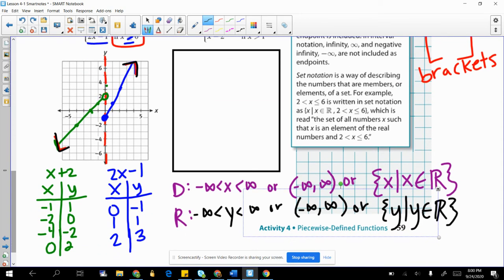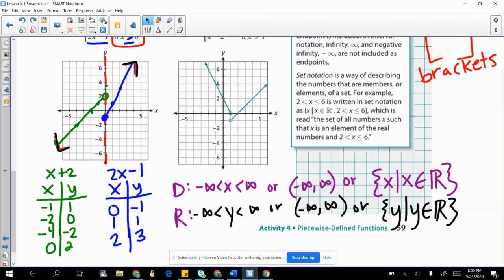Okay. So what I would like for you guys to do is try the last one, part B, on your own and see if you can come up with that domain and range as well. Okay. So pause the video here. And hopefully you paused, and this is the graph that you came up with.